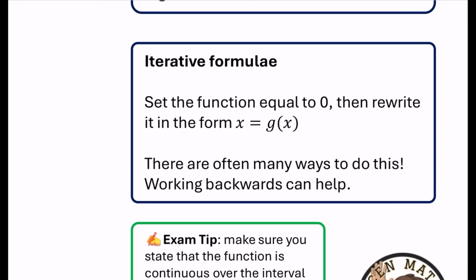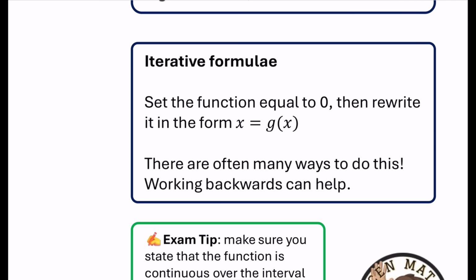Now for part C, it says show that f of x equals 0 can be written in this form. So our f of x is going to be equal to 0. It is x cubed minus 3 lots of x plus 1 minus the cube root of x. Just double checking I've got that right there. I do. So I just need to see how they've done a rearranging.